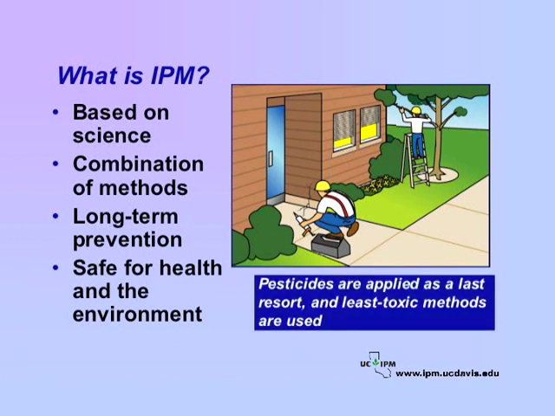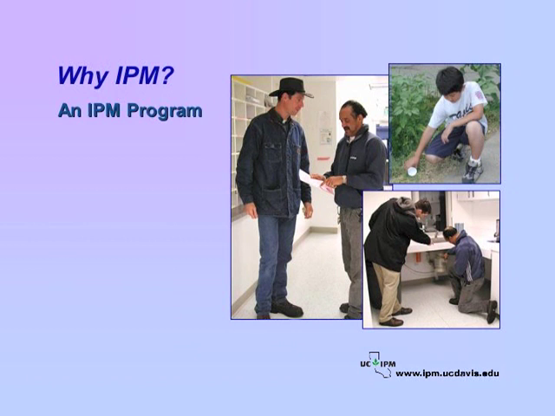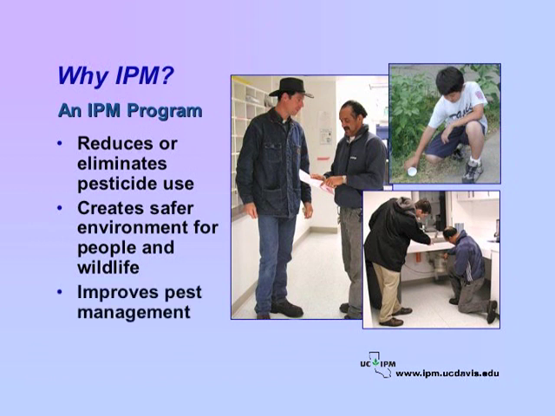Pesticides are applied as a last resort, and least toxic methods are used. Because IPM relies mostly on non-chemical preventive methods, it reduces or eliminates pesticide use. Less pesticide makes the environment safer for people and wildlife. Combining several effective methods into one program gives better results. IPM programs save time, money, and improve management of pests.